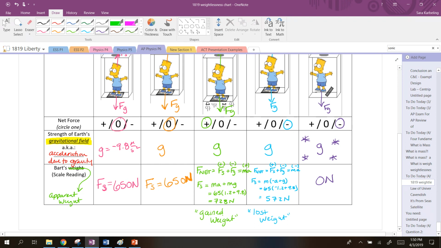This is the situation where Bart is weightless. Okay? This is weightlessness. If you have ever been on, is it the Space Shot? Is that what they call it at Adventureland? The one that takes you up really, really high, and you can see out everywhere, and then it drops you. During that, just the very, very beginning of that fall, you experience weightlessness.